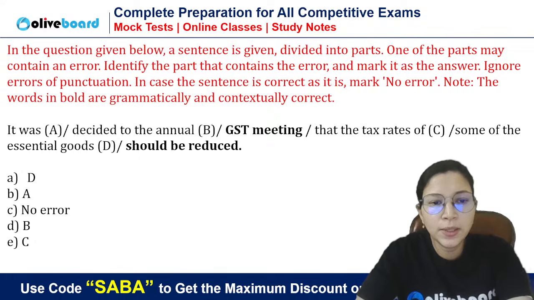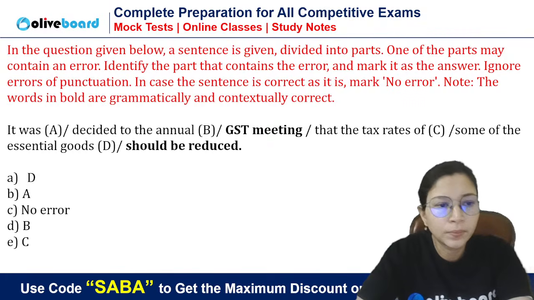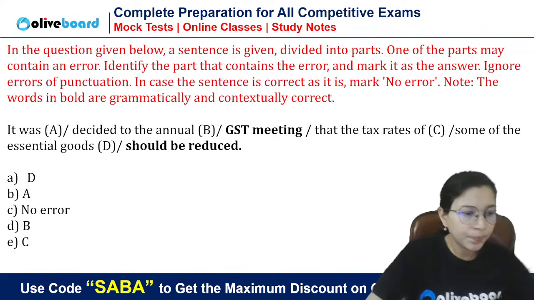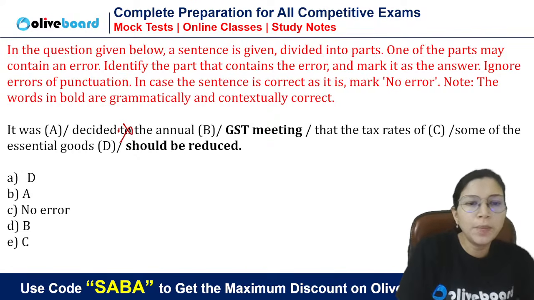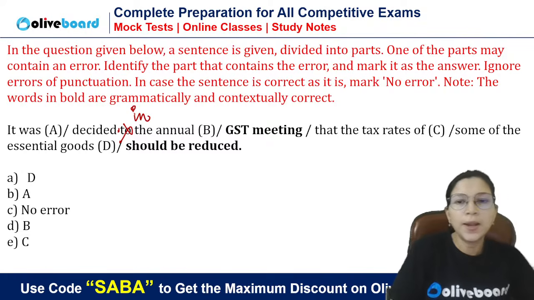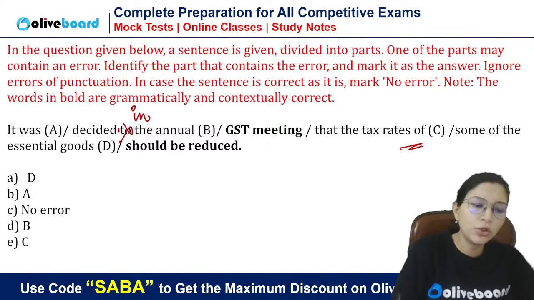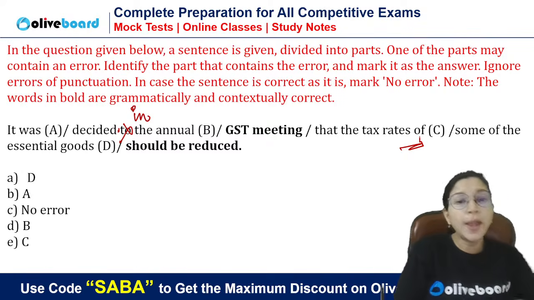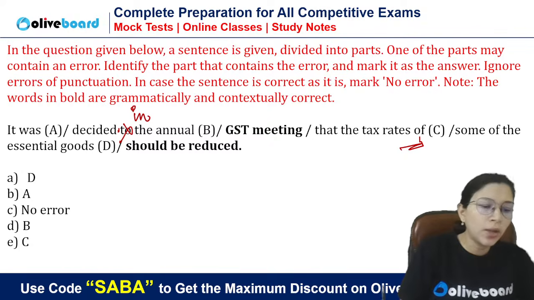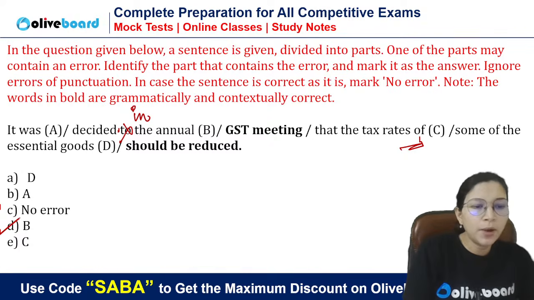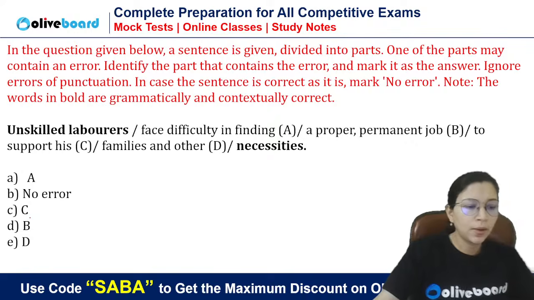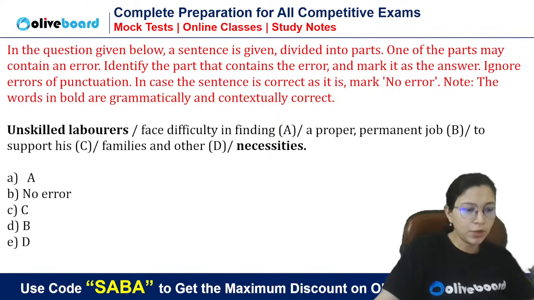Now you have some easy levels. DB, it was decided to the meeting or in the meeting that the tax rates of some of the essential goods should be reduced. So decided in the annual meeting or at the meeting. Okay. So simple, the error is in DB part. Good job. Next. Very fast. Increase your speed.